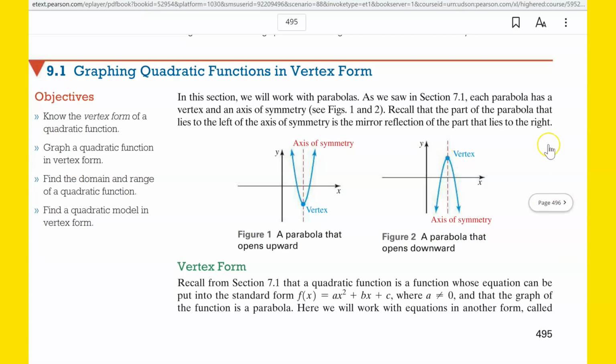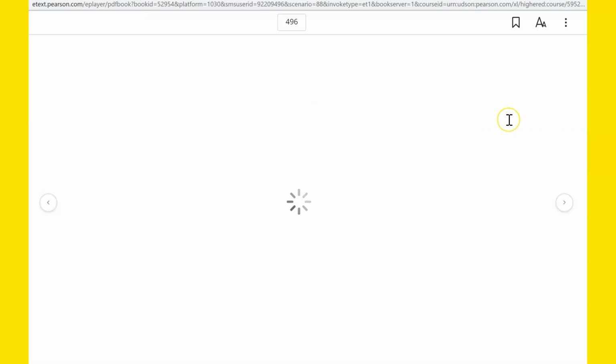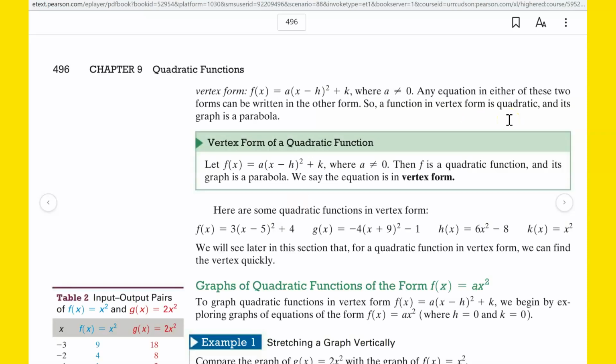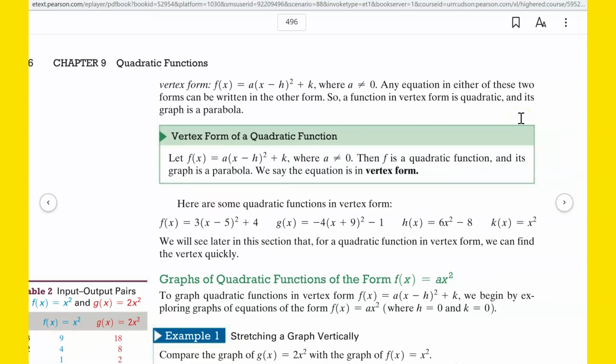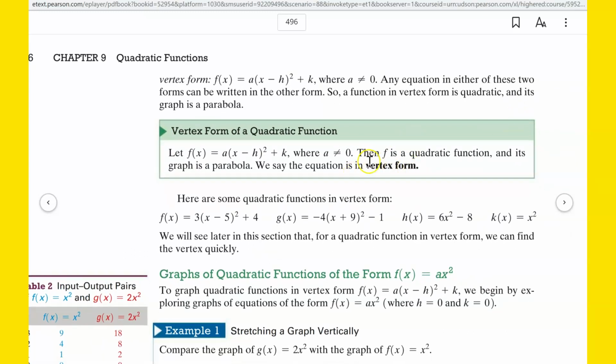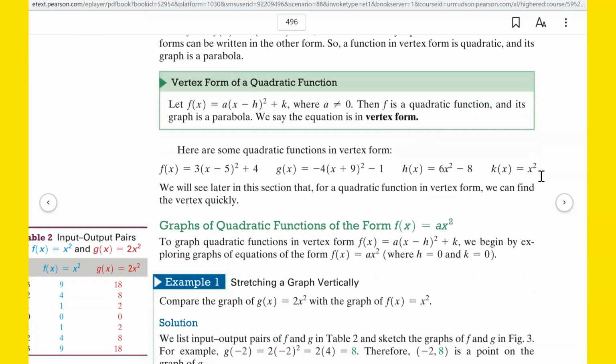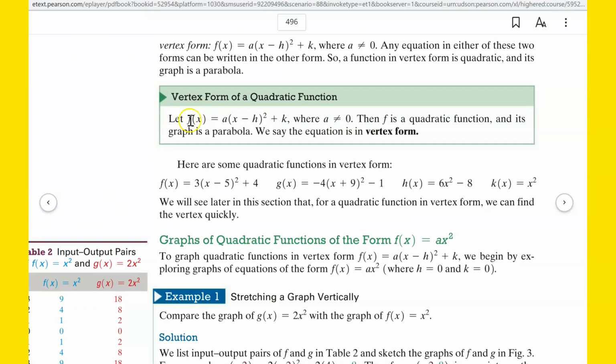Okay, so our first section, 9.1, is about quadratic functions or parabolas when they're in what's called vertex form. There are two different forms of the equation. They're both quadratic equations, but one of the forms is called vertex form. The other form is called standard form. And we'll see how to graph these parabolas when they are in either form. Okay, so vertex form is this right here: f of x equals a times (x minus h) squared plus k.